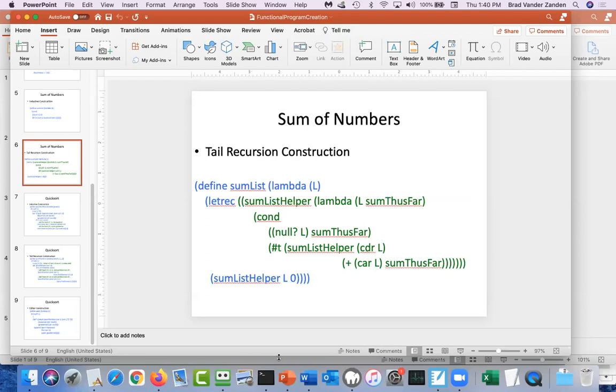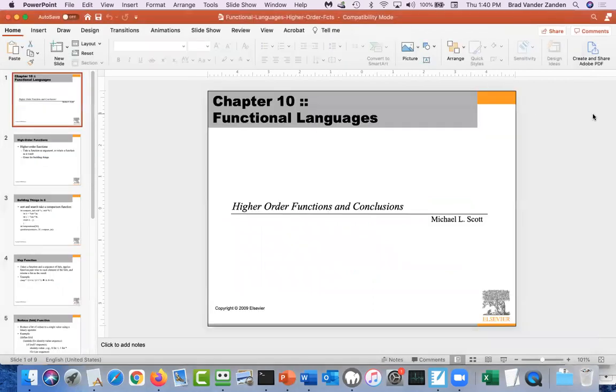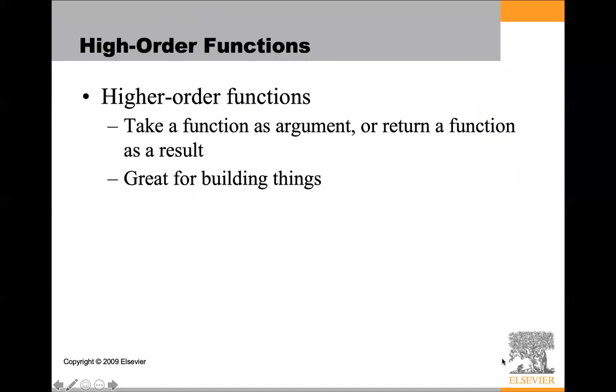Okay. In that case, let's go and look at higher order functions and talk about them. So basically, a higher order function is one that takes a function as an argument and applies it to the remaining parameters, or it returns a function as a result. So it's kind of like a meta function in some sense.